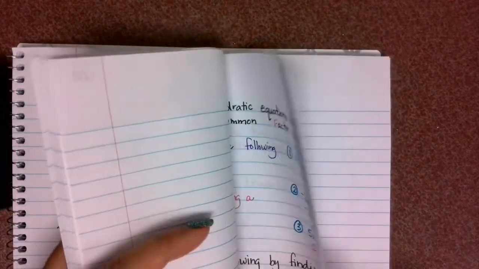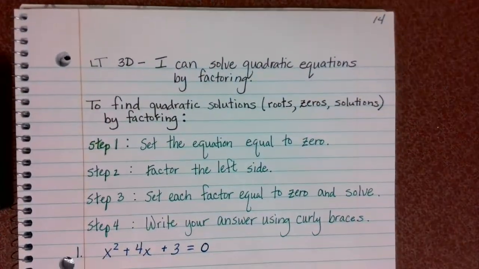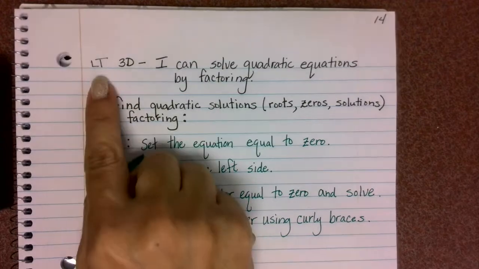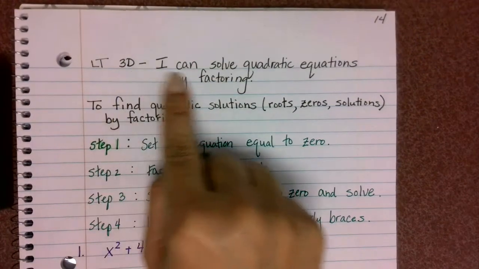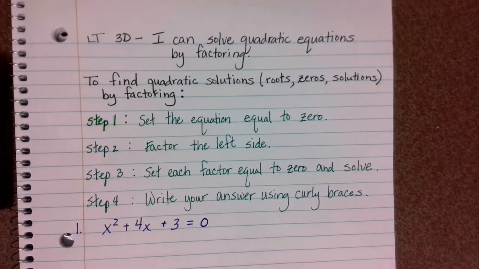The last set of notes we took was on page 13. So now we're going to go to page 14, and I have a lot of stuff pre-written. That means you're going to have to hit pause in order to write all of this down. Here we go. Learning target 3D. I can solve quadratic equations by factoring, and there are some steps to do it.